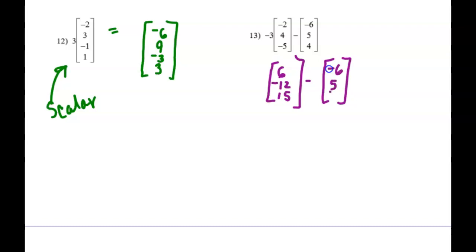Be real careful. Subtracting always makes me nervous. 6 minus -6 would become actually +6, so 12. Then -12 minus 5 would be -17, and 15 minus 4 would be 11. And again, the reason we had to do this first, just so everybody knew where those came from, we took care of that scalar first. Order of operations, right? Multiply, then subtract. Everybody good?